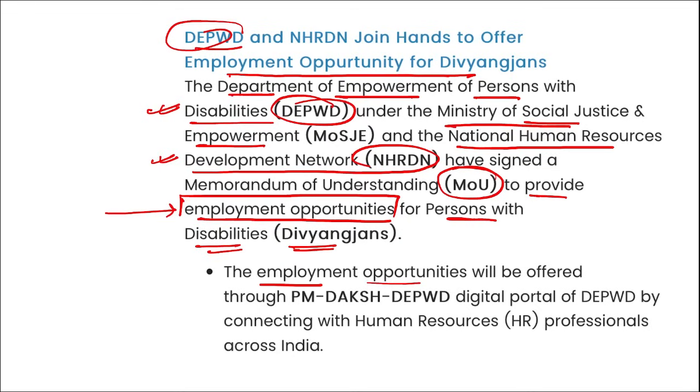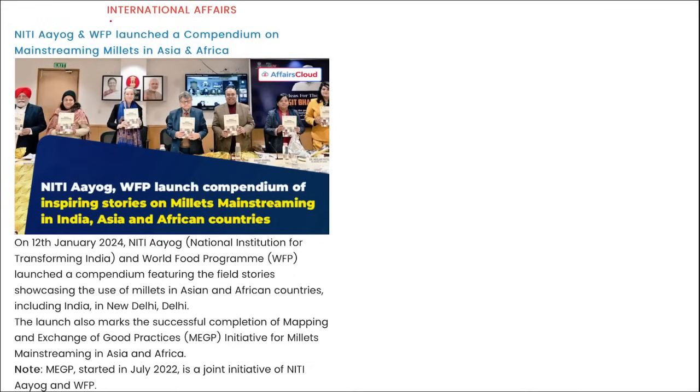The employment opportunities will be offered through PM Daksh DEPW digital portal of DEPW by connecting with human resource professionals across India and providing these Divyangjan, that is the persons with disability, with job opportunities. Right? Take a note. Next is international affairs.